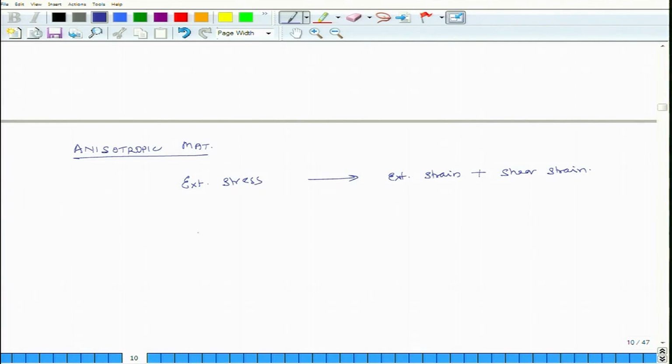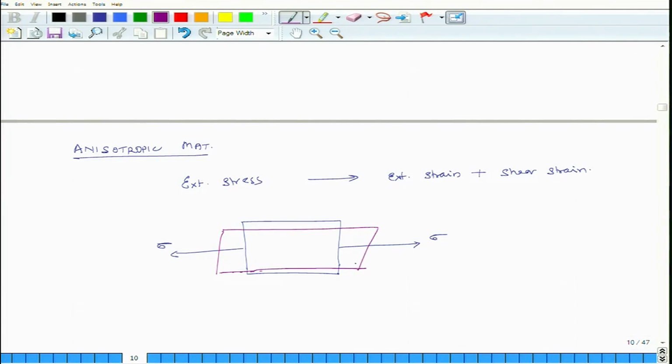So to visualize it, if I have a rectangular block and I subject it to sigma x, it will not only become thinner and longer, but it will also distort in shape. So this angle will also change. So extensional stress causes not only extensional strain, but also shear strain.